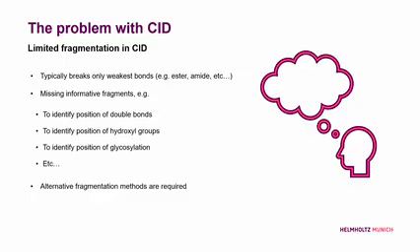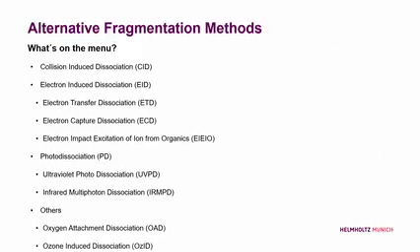I already mentioned we need alternatives to find the position of double bonds, hydroxyl groups, glycosylation, and so on. So the question is, what's out there? I summarized a few things by looking for alternative methods. There are the electron-based fragmentation methods, the photon-based fragmentation methods, and something that I call others, which in a strict sense are CID but with a twist, and these are emerging technologies. I added them here for the overview, but we won't cover them in detail.